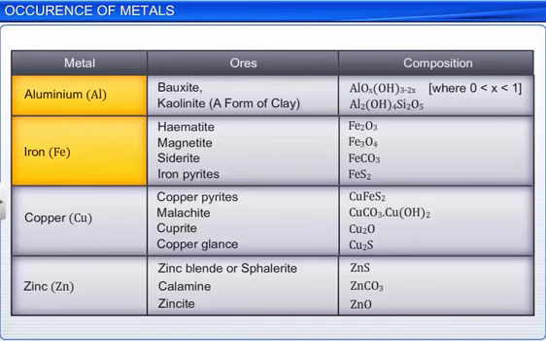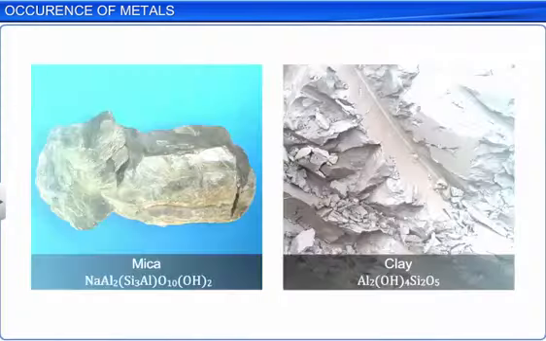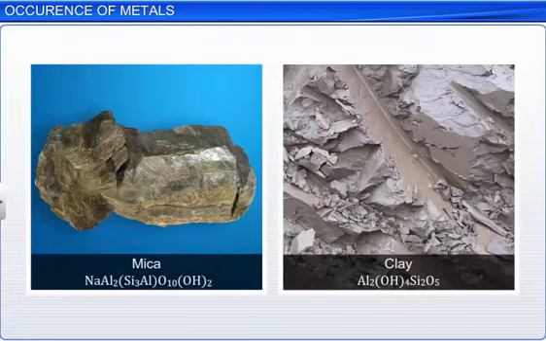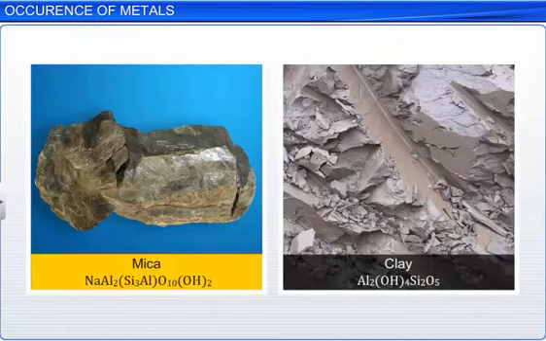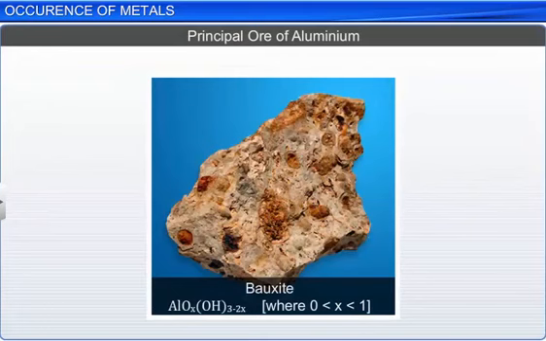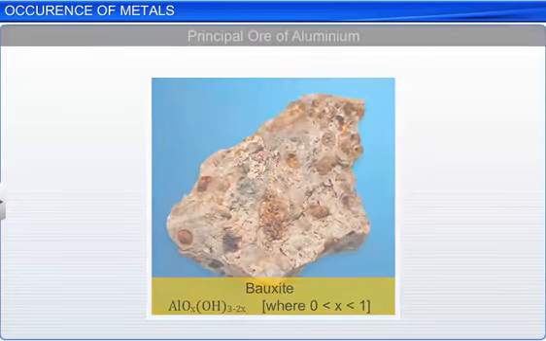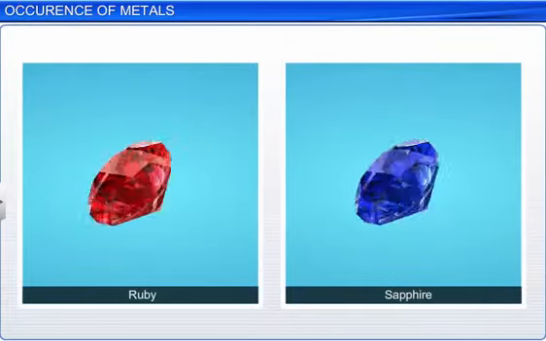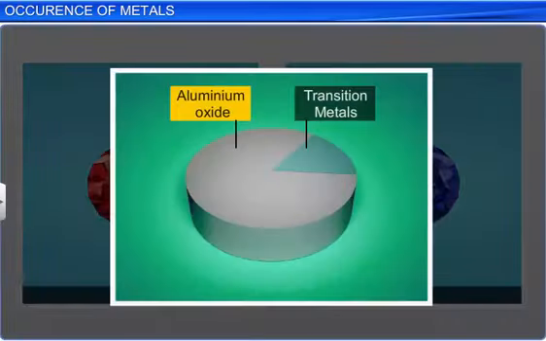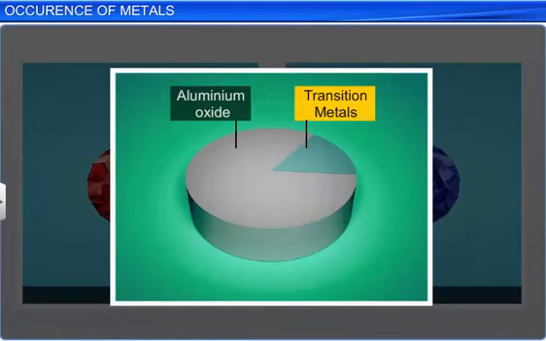Both aluminium and iron are used widely in industrialized nations. Naturally occurring aluminium is a major component of silicates such as mica and clay. Aluminium is extracted mainly from its principal ore bauxite, since it is an economically viable source. Valuable gemstones, such as rubies and sapphires, contain aluminium oxides along with traces of transition metals as impurities.